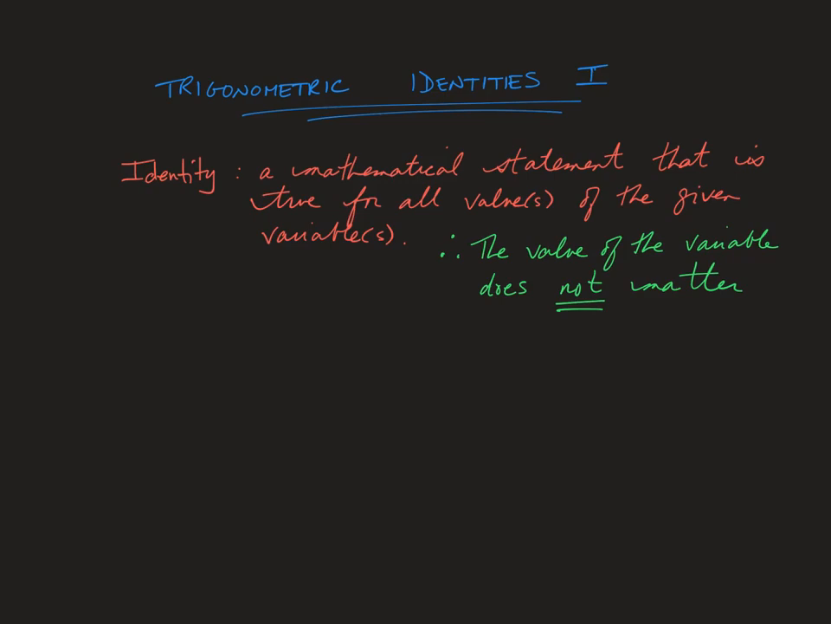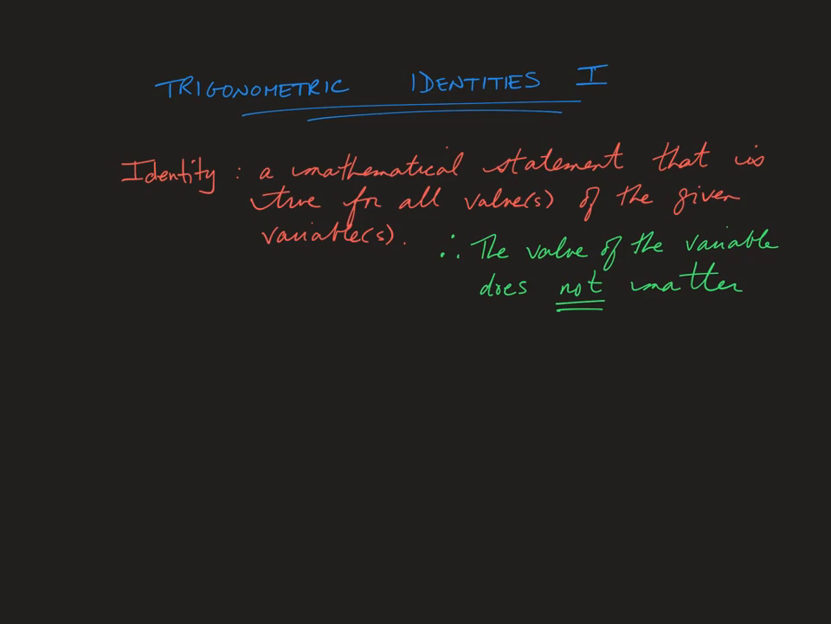And I don't necessarily always think that red definition makes the idea of an identity clear to you. But an identity is a mathematical statement that is true for all values of the given variables. So if we were to reword that idea, the conclusion we really draw is that the value of the variable doesn't matter. Since it's true for all values of the variable, we can almost ignore the variable to some extent.